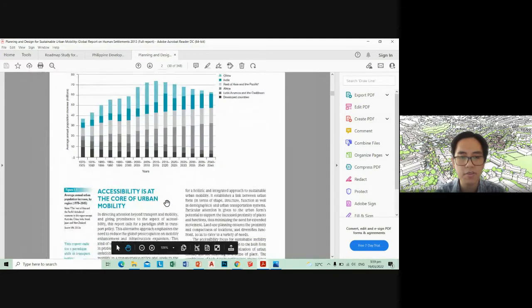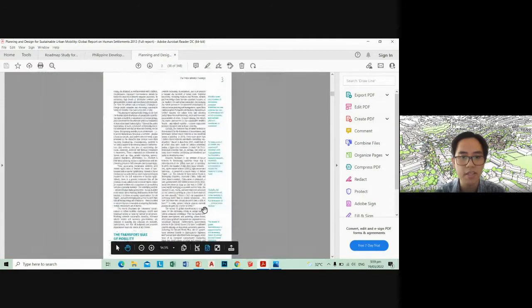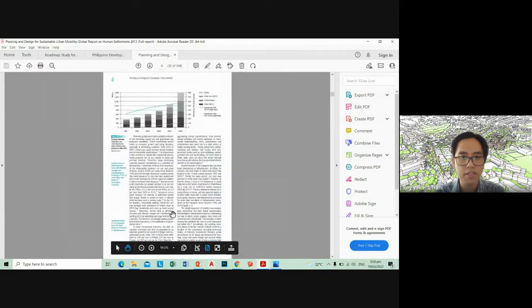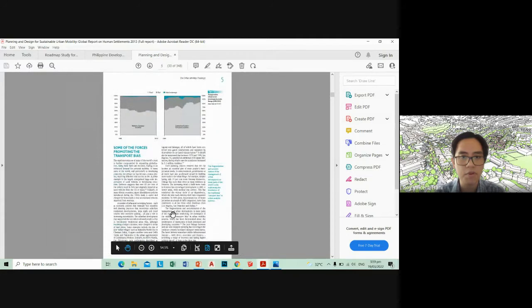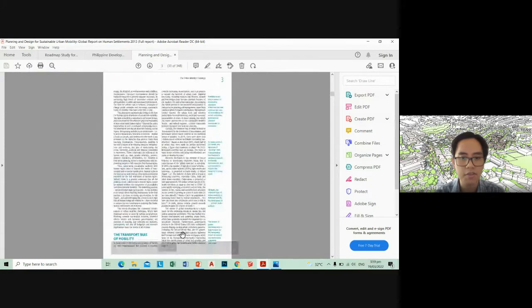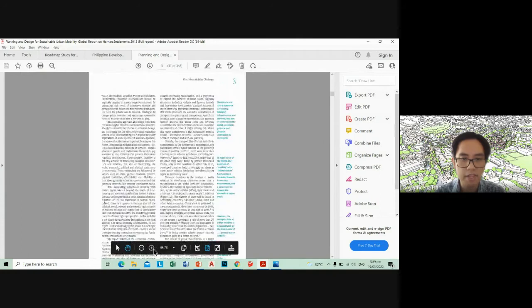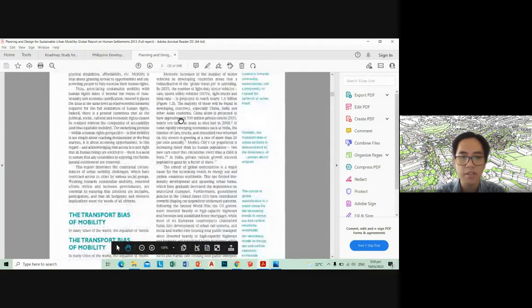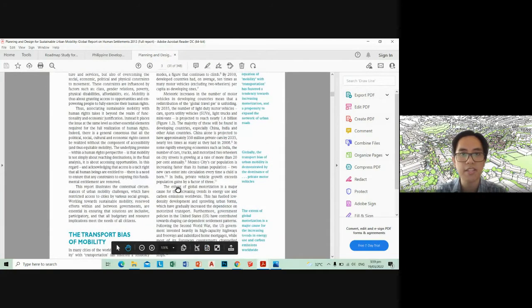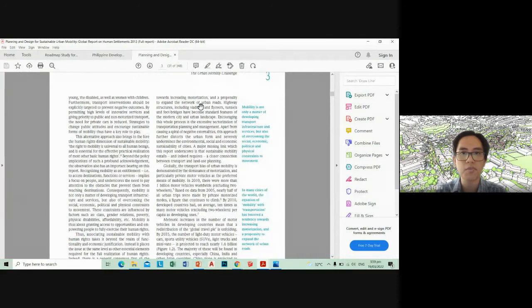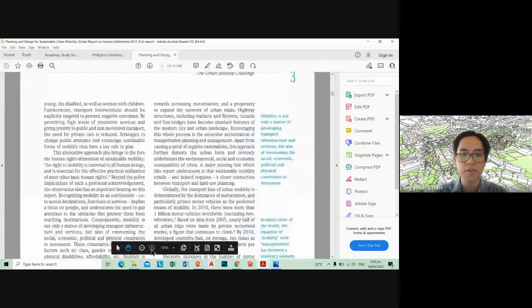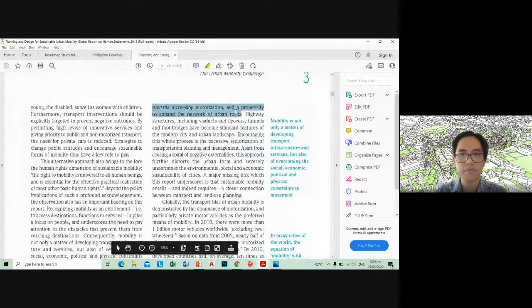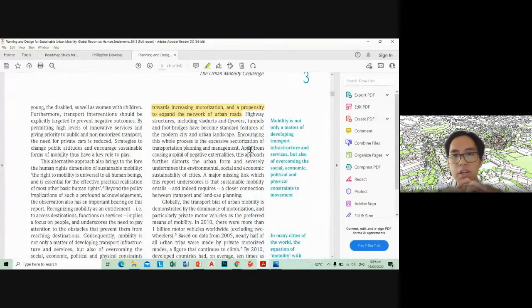Okay, so let's go down to those different topics discussed. Some forces promoting the transportation bias. What is transportation bias of mobility? Let me zoom in here. In many cities of the world, the equation of mobility with transportation has fostered a tendency towards increasing motorization and a propensity to expand the network of urban roads.